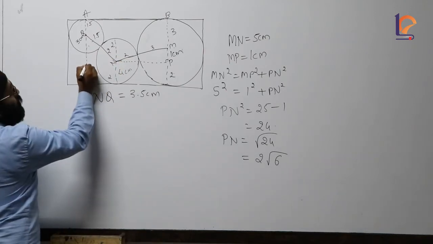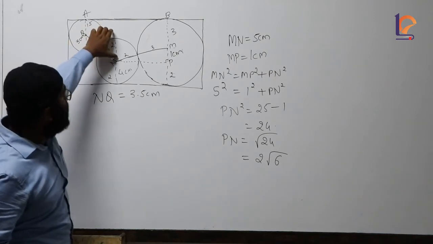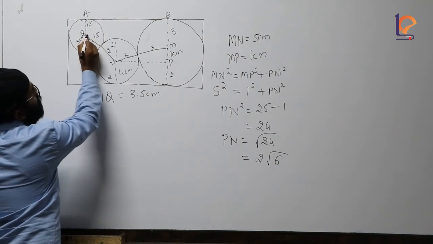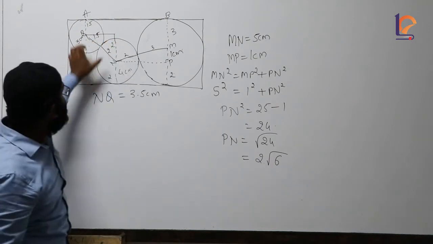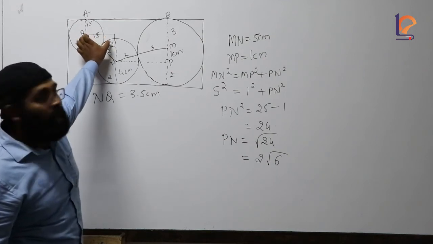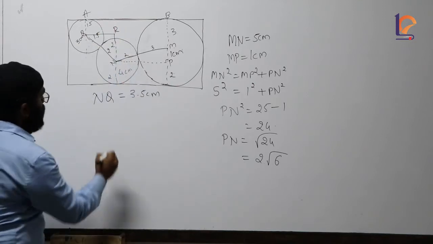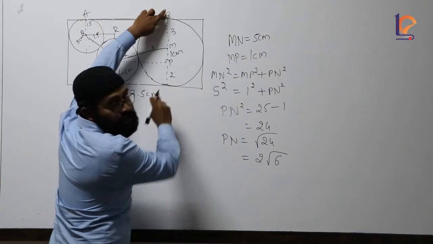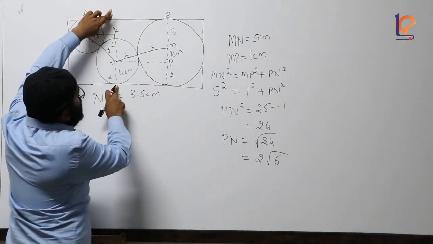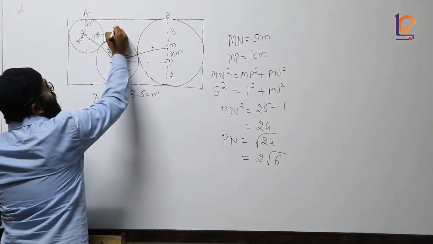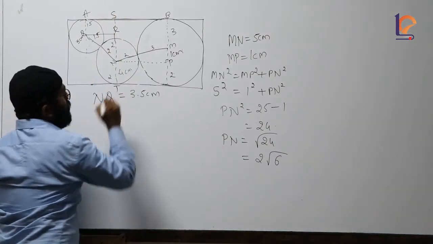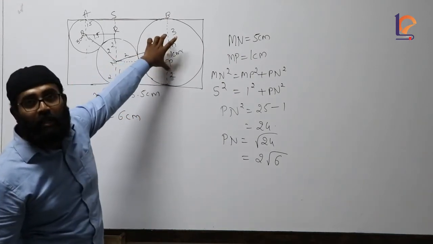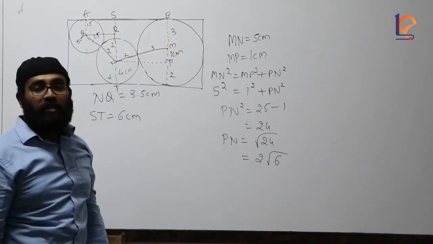Since I need to find this, I can take the upper triangle, whichever is convenient. So let me take the upper triangle. I know this value, I need to find this. Let me take this as R. How can I find the value of NR? The complete length, they have given this diameter to be 6 cm. If I take the entire length, this has S and this has T. So, ST is equal to 6 cm because the diameter of the bigger circle is 6 cm.